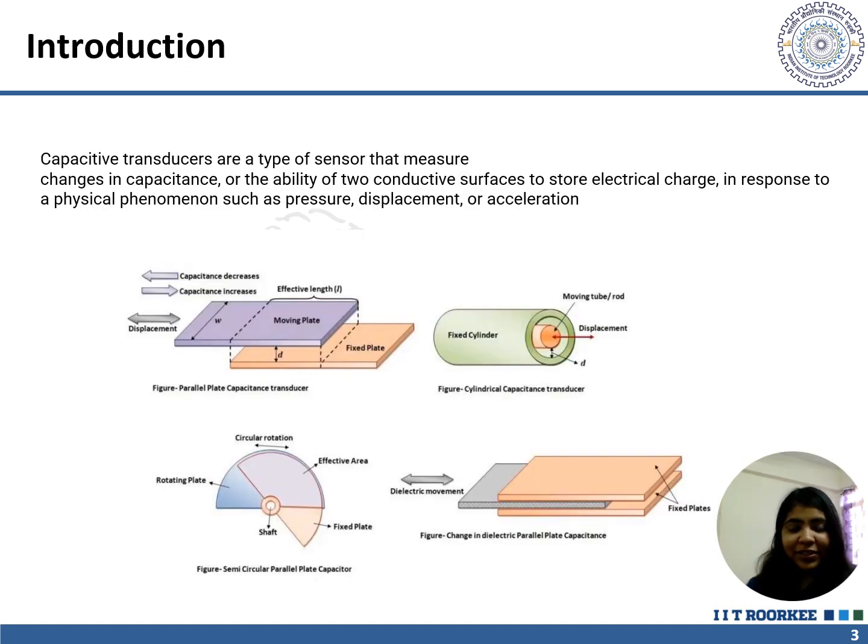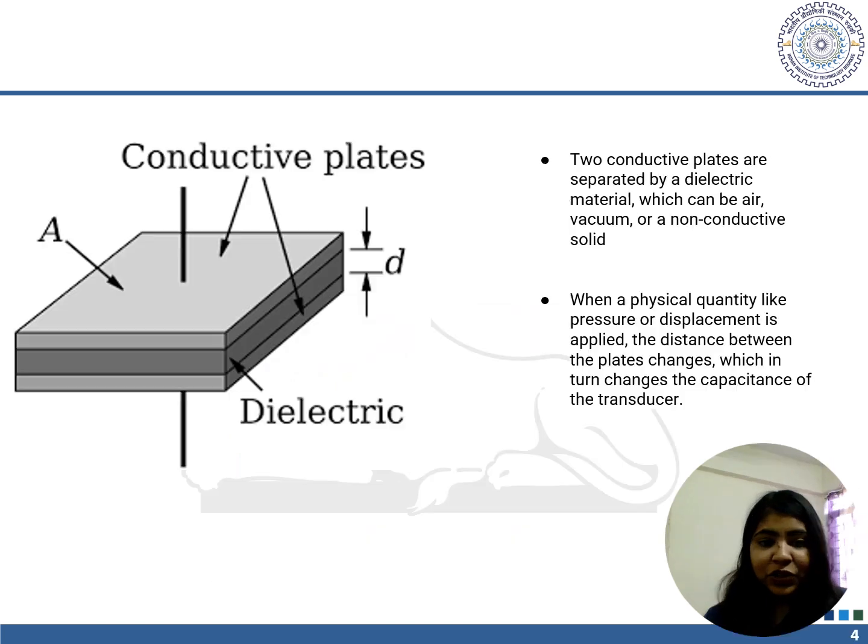So first of all, let's start with understanding the definition of capacitive transducers. They are basically a type of transducer which measures a change in capacitance, which means the ability of two conductive surfaces to store electrical charge in response to a physical phenomenon such as pressure, displacement, or acceleration.